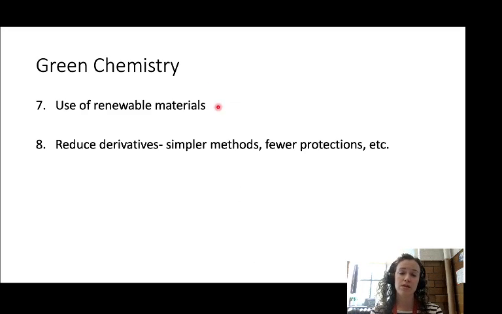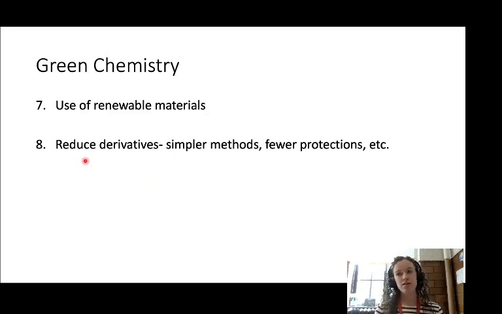Last thing, folks, this week's green chemistry. We have use of renewable materials. So, when we're doing our chemistry, we don't want to be using very rare elements found on the planet, right? We don't want to cause a scarcity of any particular compound, element, molecule. So let's use something renewable so that we're doing less harm.